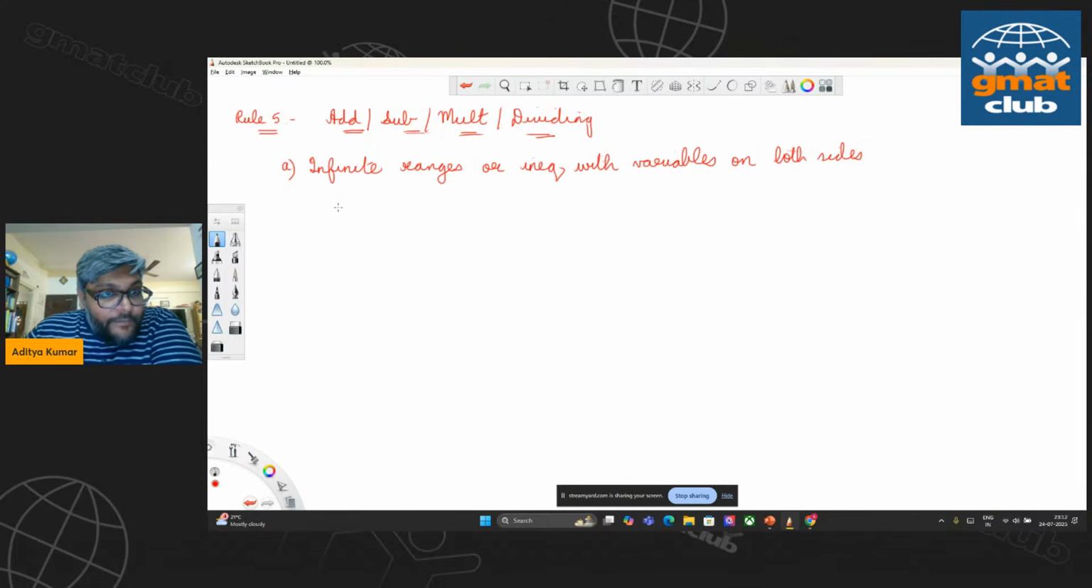Now, let's take 2 infinite ranges. Let's take x is less than 3 and let's take y is less than 3 as well. I'll just take a simple example. Now think about this, okay? If x is less than 3 and y is less than 3, would it be correct for me to say that x plus y is less than 6? Would it be absolutely fine for me to say x plus y is less than 6?